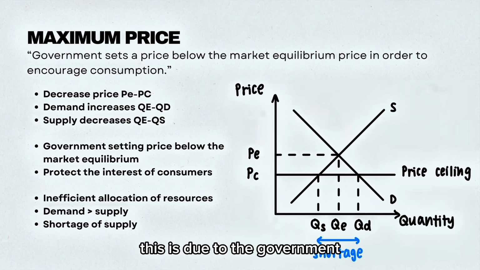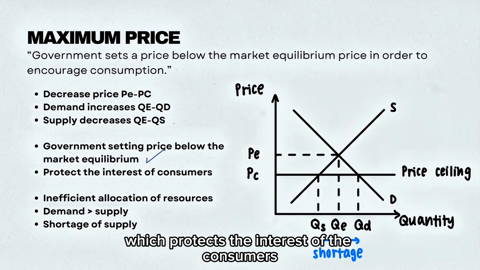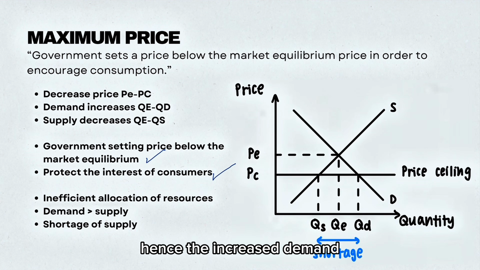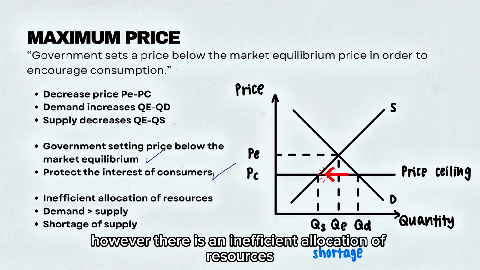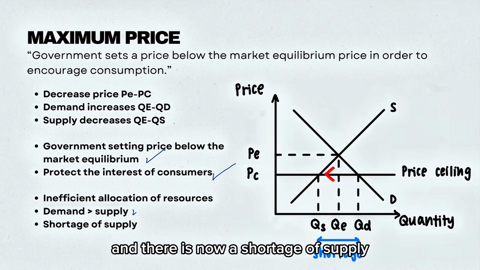This is due to the government setting the price below the market equilibrium, which protects the interest of the consumers, hence the increased demand. However, there is an inefficient allocation of resources, as demand is now greater than supply, and there is now a shortage of supply.